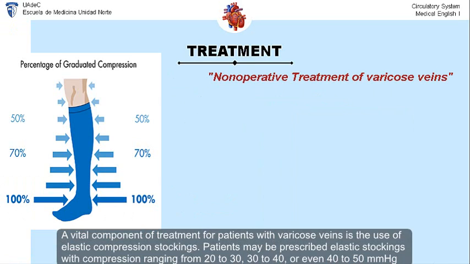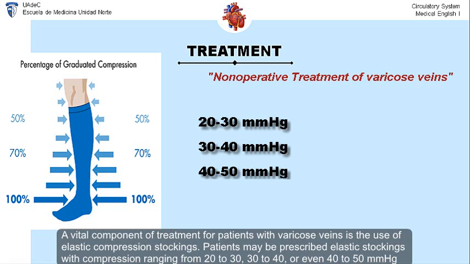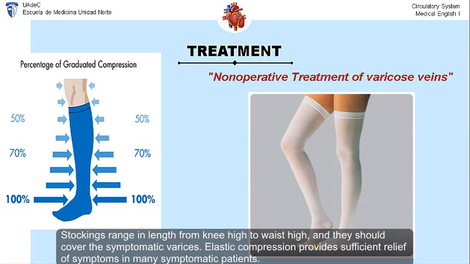A vital component of treatment for patients with varicose veins is the use of elastic compression stockings. Patients may be prescribed elastic stockings with compression ranging from 20 to 30, 30 to 40, or even 40 to 50 millimeters of mercury. Stockings range in length from knee height to waist height, and they should cover the symptomatic varices.